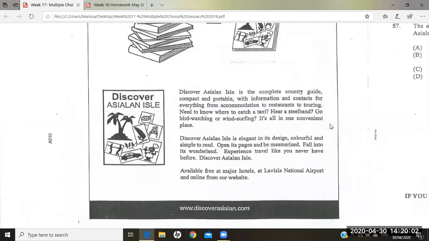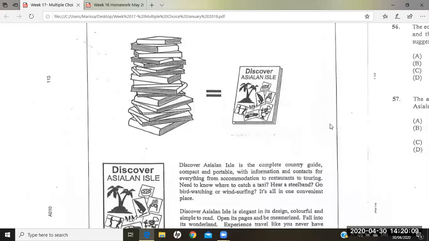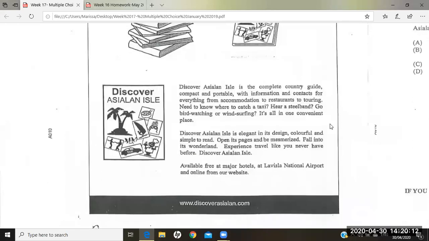So what is the purpose of this ad? Just by looking at the image when they say that all this information could just be found in this guide. This guide entails basically everything because they're saying it's portable, it's compact, so it's concise, it's small. And there are contacts for if you want accommodation, restaurants, touring, taxi, steel pan. Everything is encapsulated in this one compact guide. And even with the design, it's colorful, it's attractive, it's simple to read. When you open the pages, you are mesmerized. And this guide could make you experience travel like you have never experienced it before.